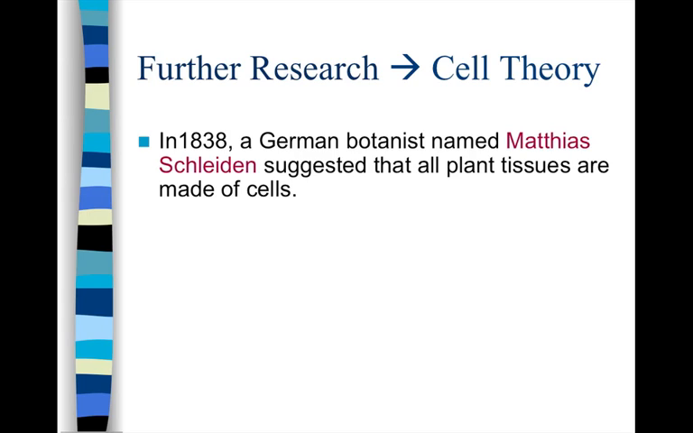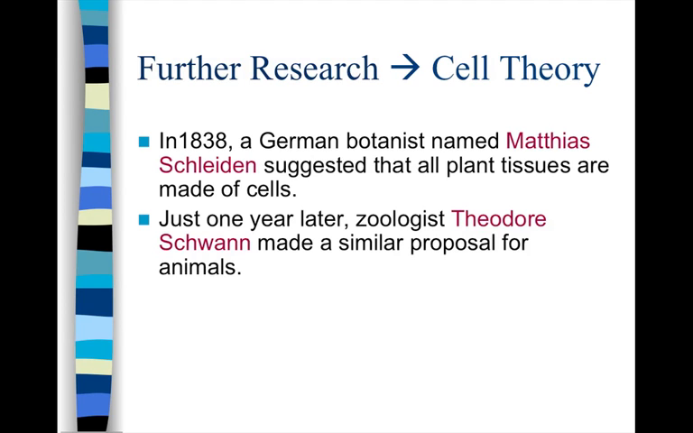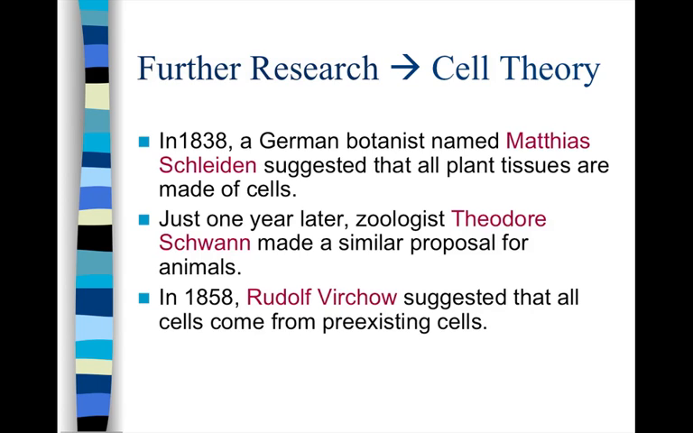People continued to keep studying about cells for a little bit longer. In 1838, a German botanist named Matthias Schleiden suggested that all plant tissues were made of cells, not just cork. And 1 year later, Theodor Schwann made a similar suggestion for animals. He said that all animals were made of cells. Then, a few years after that, Rudolf Virchow suggested that all cells had to come from other cells that already existed.